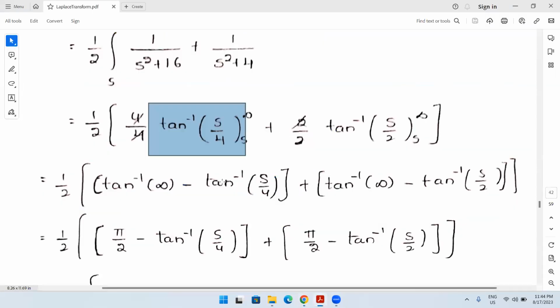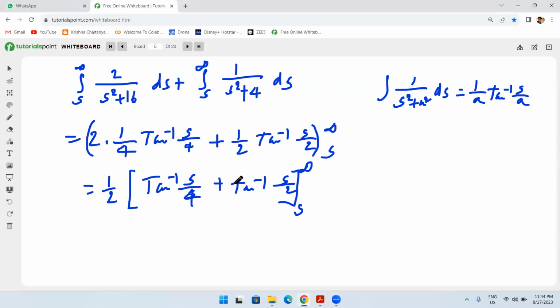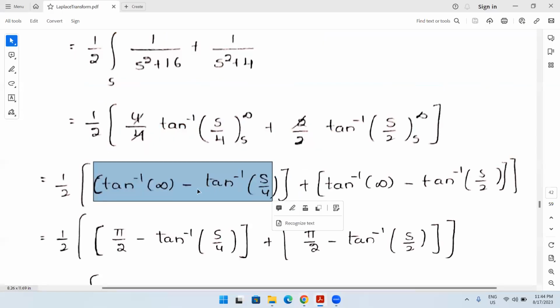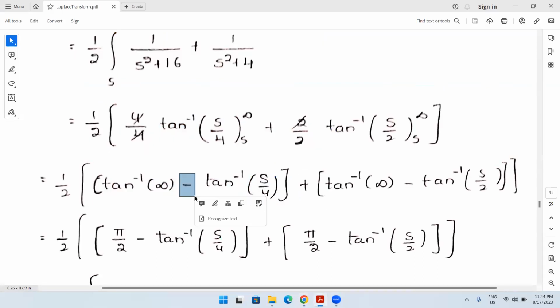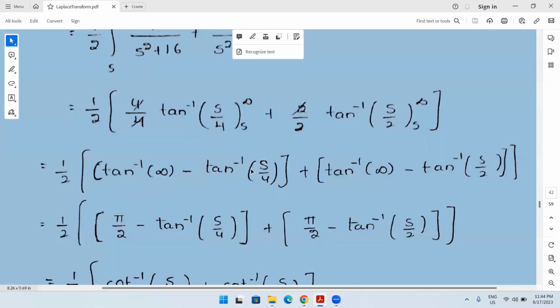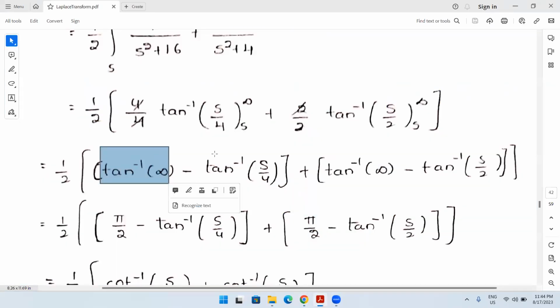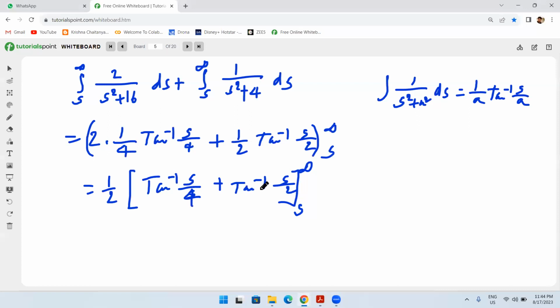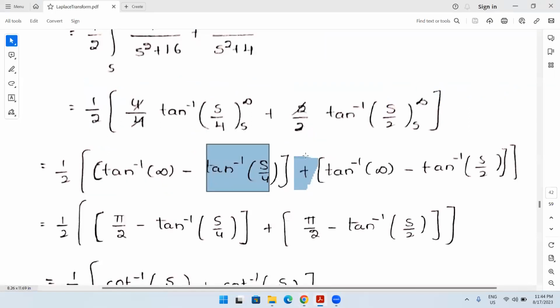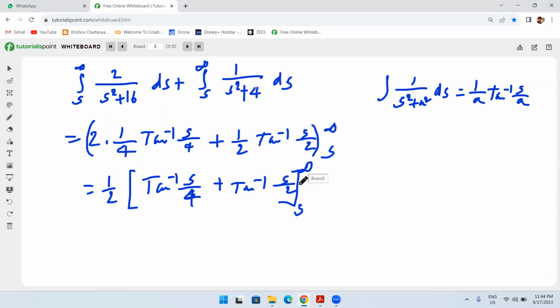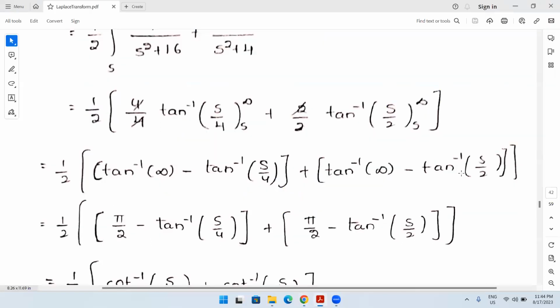Upper limit infinity, what do we get? 1 by 2 into tan inverse infinity minus tan inverse s by 4. Here actually it's not minus, it's plus. Okay. For the first term, upper limit minus lower limit. What is the upper limit? Infinity. Tan inverse infinity minus tan inverse s by 4 as it is. And plus, next, in the second term, upper limit is tan inverse infinity minus tan inverse s by 2.